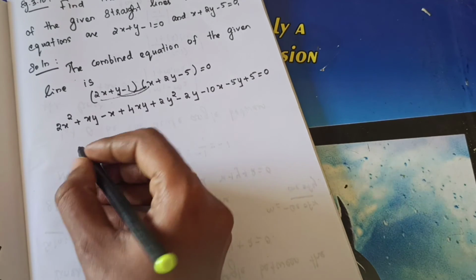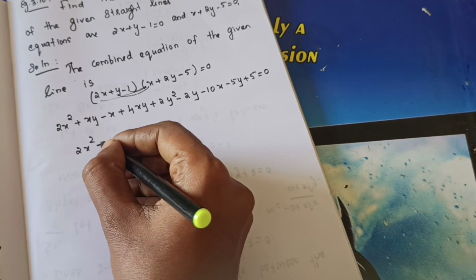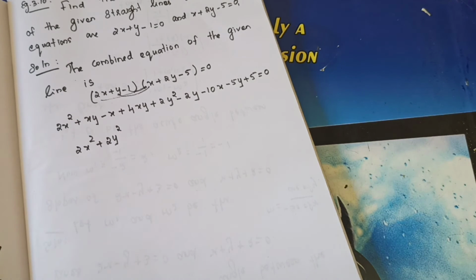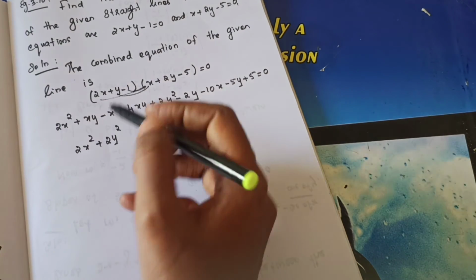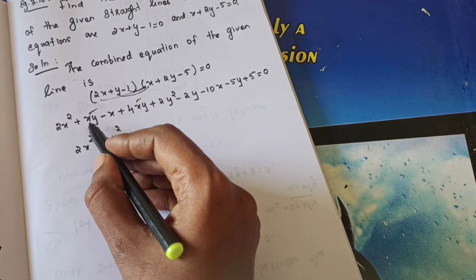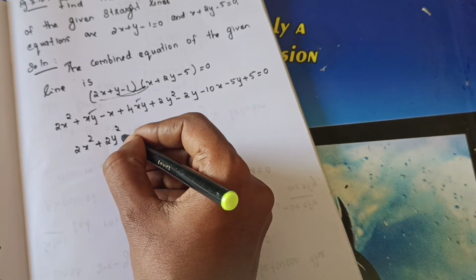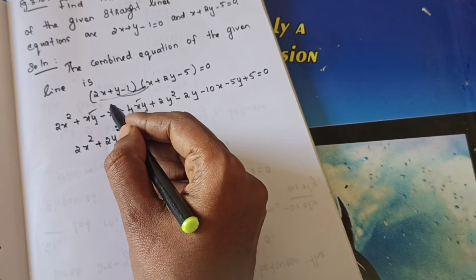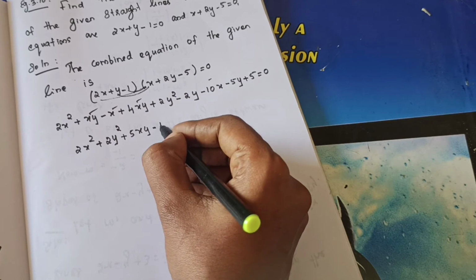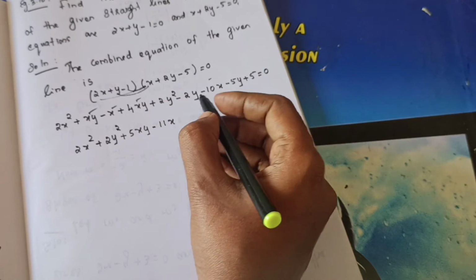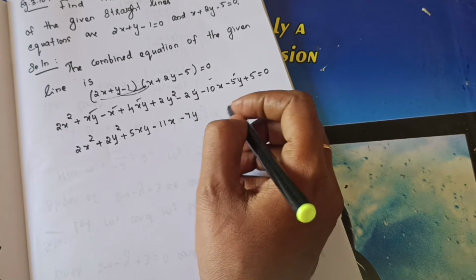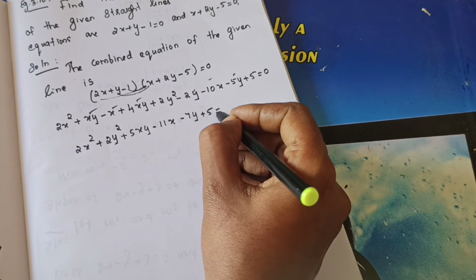Now combine all the terms. 2x square is there. Next, y square means 2y square is there. How many xy terms are there? This one xy, this one xy, so plus xy plus 4xy. Plus 4 plus 1 is plus 5xy. Then x terms: this one x term, this one x term, so minus 11x, correct? Then y terms: this one y term, this one y term, so minus 7y. Then constant plus 5 is equal to 0.